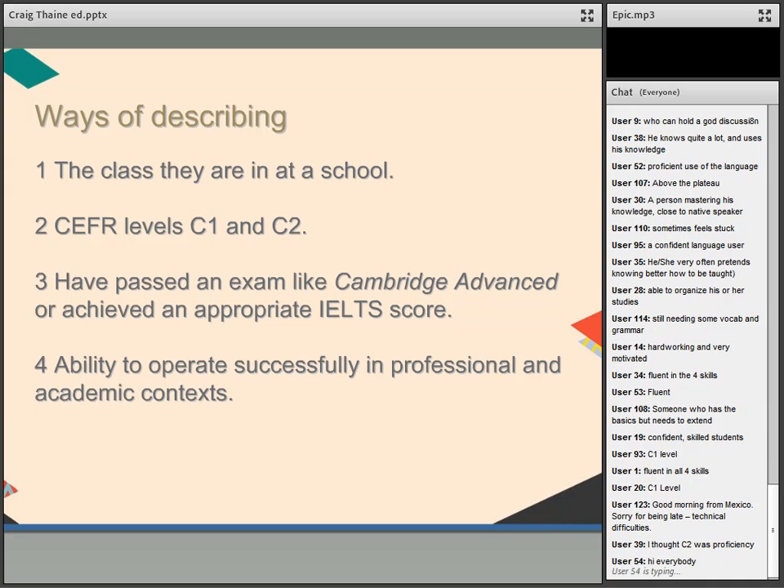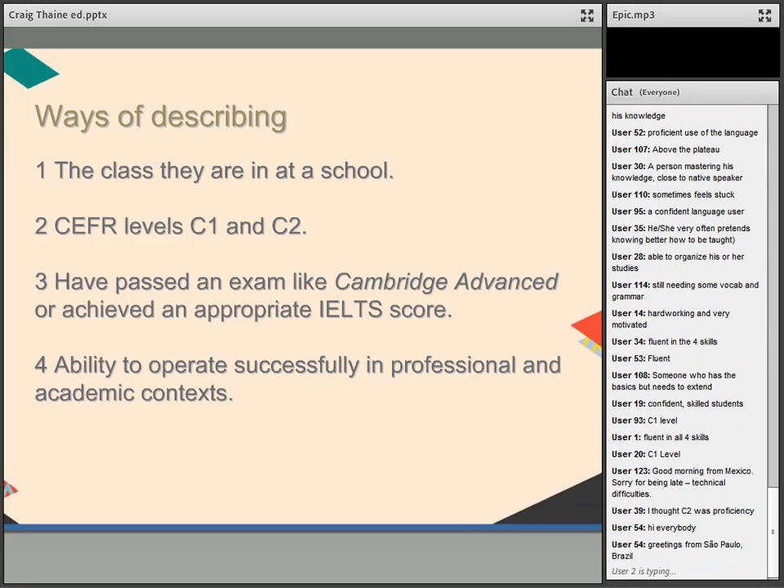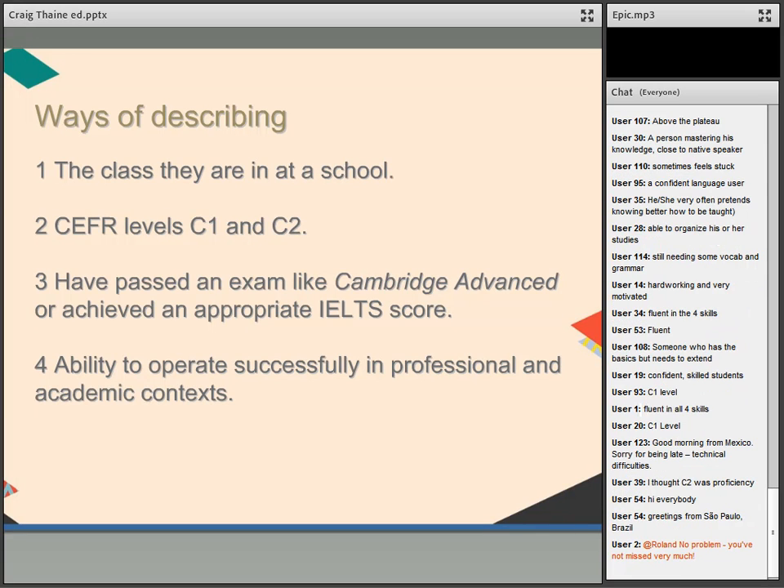But another way of thinking about advanced learners is the context in which they use English. So they may work for a company in which they need to use English on a daily basis, or they may be studying using English language in their study, and they may be functioning very, very well in these contexts. So those are specific ways of defining or describing advanced level learners.